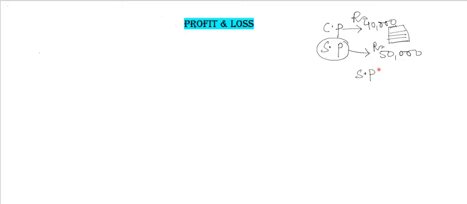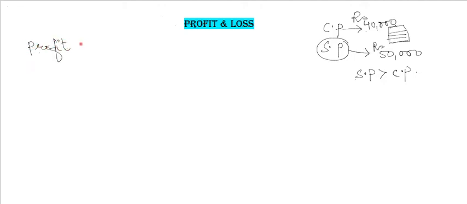For example, suppose you purchase a mobile phone at rupees 40,000 and you sell it for 50,000. In this case, you observe that the selling price is greater than the cost price. If I ask you whether you will earn or lose, 40,000 is obviously less than 50,000, so you are getting extra money. This extra money is called profit.